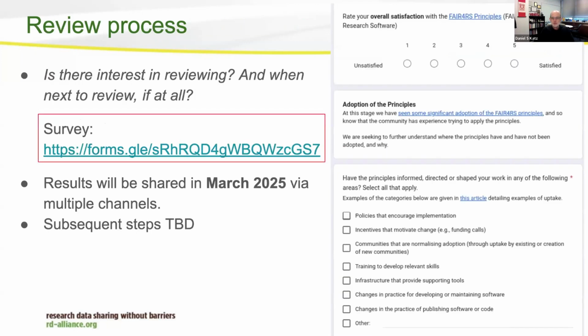Okay, so in terms of the review process, I'm assuming there's no star hidden under this graphic, so I'm going to talk about this. The questions that we're really asking are: are there things that need to be changed? And if so, what's the schedule by which we should be doing this?